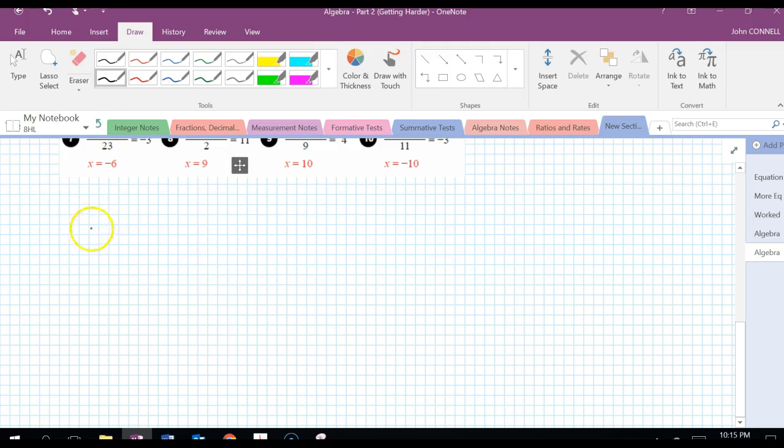So our next example, 5x take 9 on 12 take 3 equals 0. Okay, again our brackets are implied around the 5x take 9 because it's on the top line of a denominator.